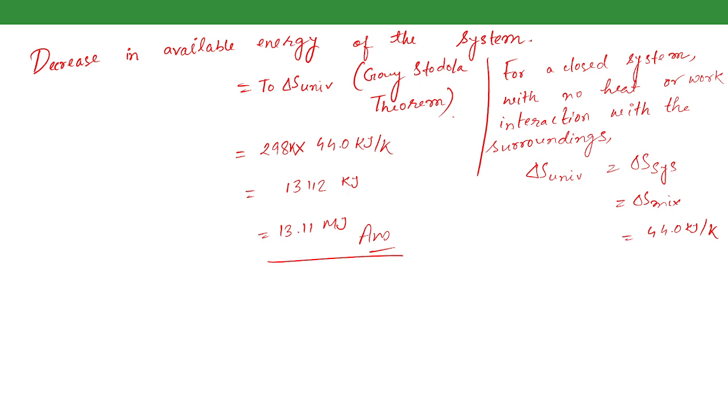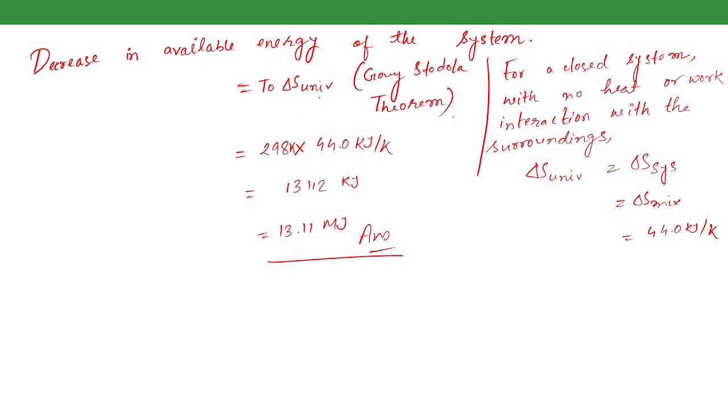So you can see from this that due to just a mixing of the two gases, there is so much loss of energy in the order of megajoule, that is 10 to the power 6 joule. So this decrease in available energy is very high, which implies that these mixing processes are very irreversible. That is, any kind of mixing process is a highly irreversible process.